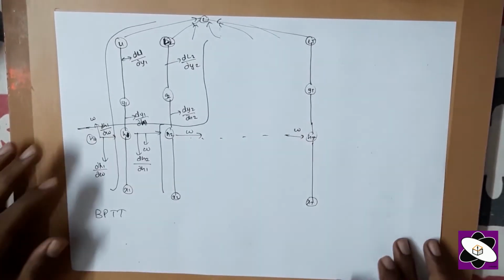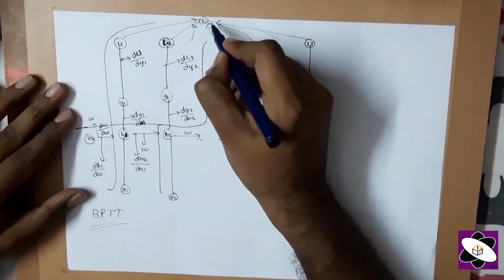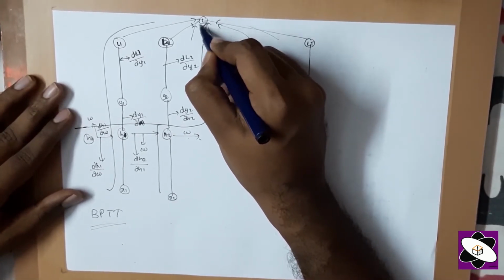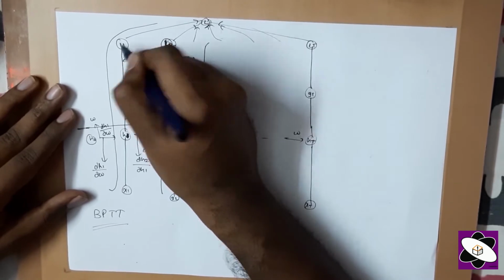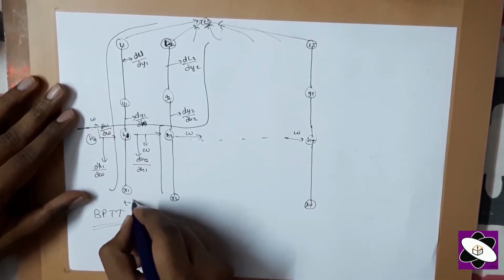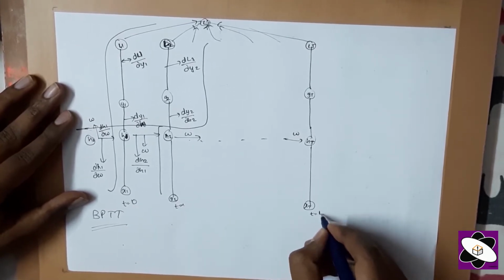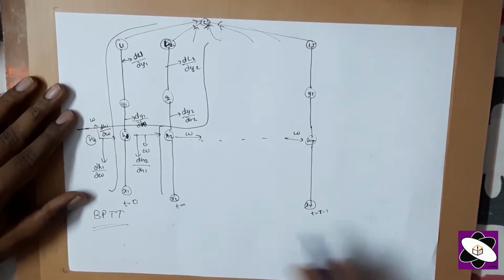Let's see a simple diagram of back propagation through time, how it elapses. We have just found the total loss: L1 loss here, L2 loss, LT loss. These are the sequences at t equal to 1 or 0. We can say t is equal to 1, t is equal to t minus 1, anything, or 1 means t.